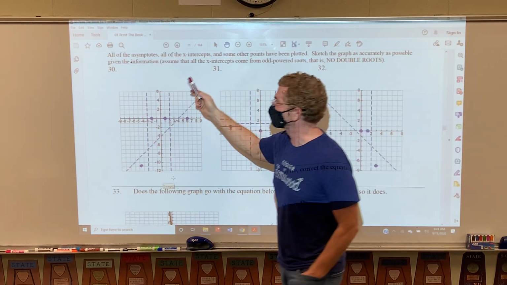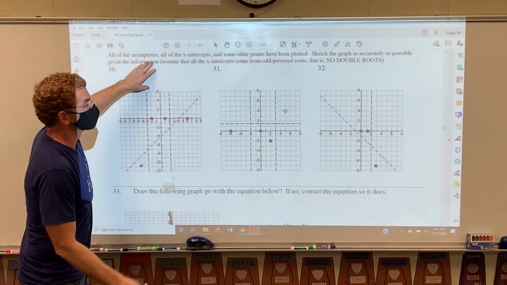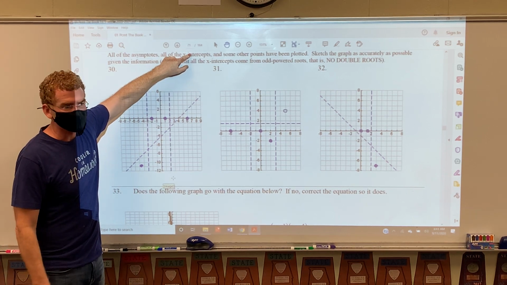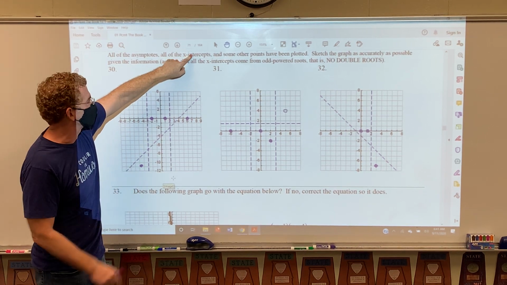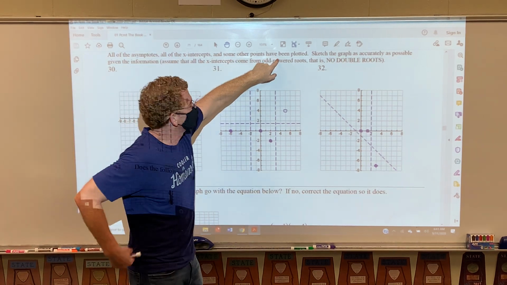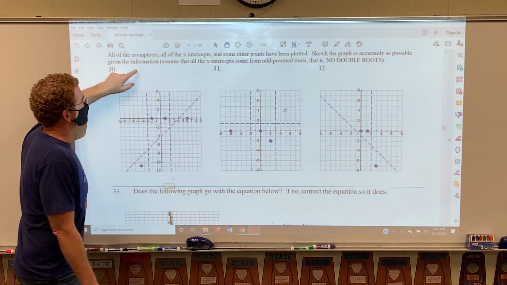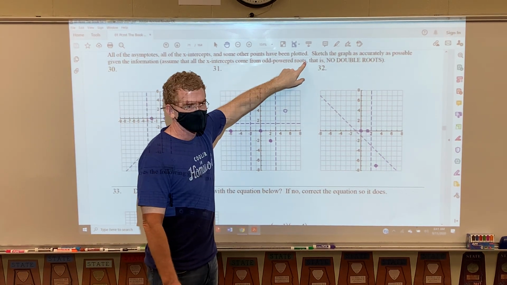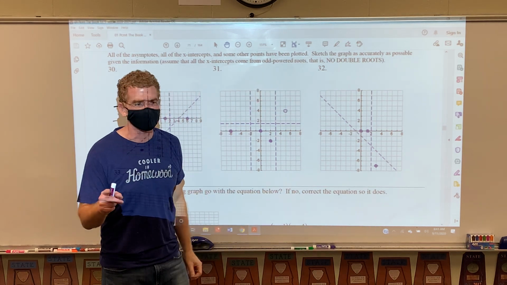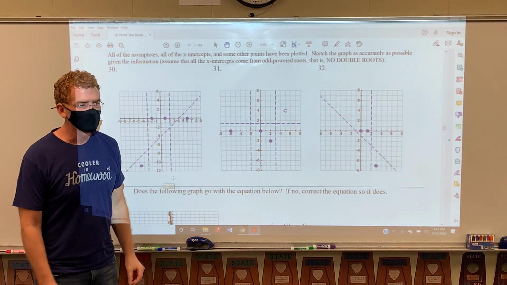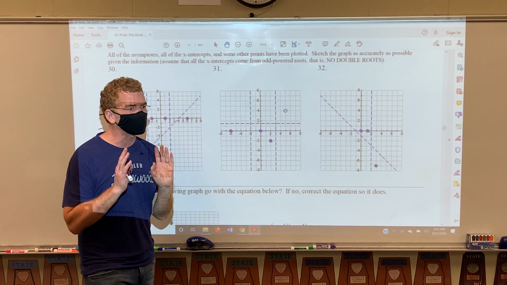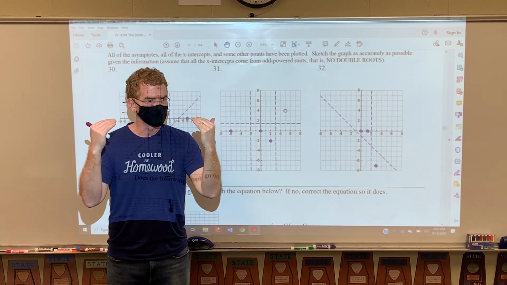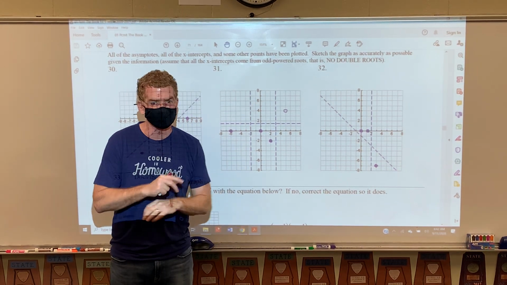So I want you to read this question. It says all of the asymptotes are given. Great. All of the x-intercepts are given. Now what does that mean if I gave you all the x-intercepts? It can't cross anywhere else except what's indicated. Some other points, holes maybe. Sketch the graph, and then look what I give you last. Assume that all the x-intercepts come from odd-powered roots. What does that mean? X-intercepts come from the numerator, right? What does that mean if they're all odd-powered roots, which means no x squareds?